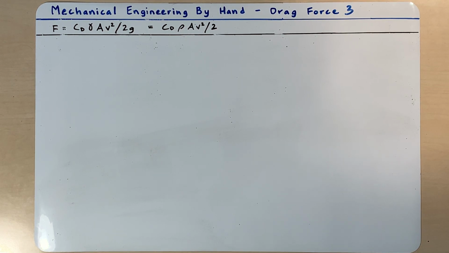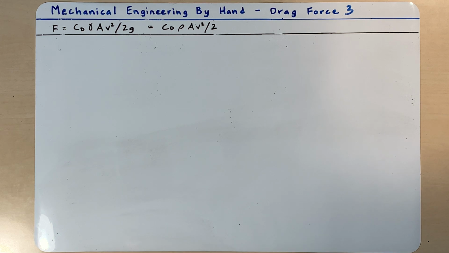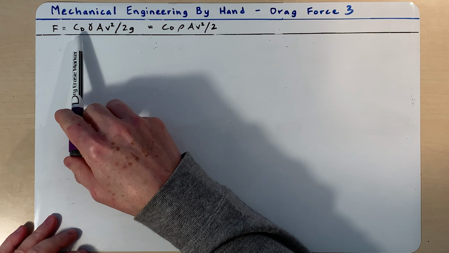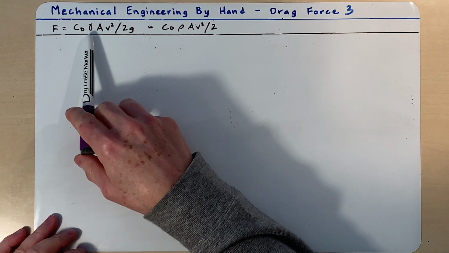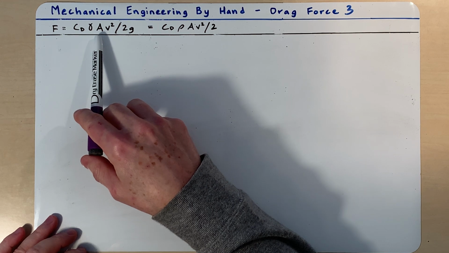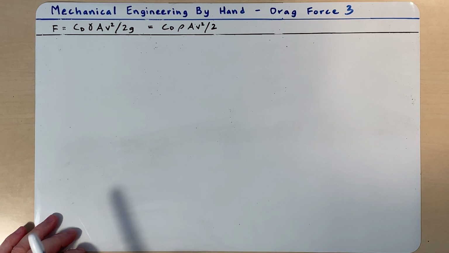Hi everybody, in this video I'll be talking about drag force. In a couple of previous videos we talked about drag force of an object moving through the air, and so in this video we'll look at objects moving through a fluid. The equation for drag force is the force in pounds is equal to a drag coefficient times the specific weight of the fluid times the frontal area of the object times its velocity squared divided by 2g.